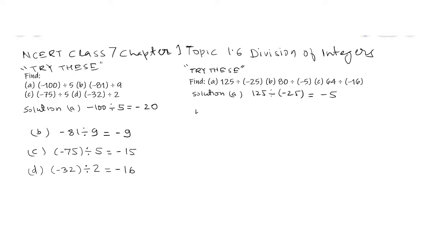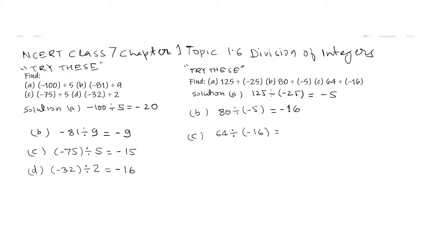We go to another question, B, 80 divided by minus 5. When we divide the whole number 80 by the whole number 5, the quotient is 16, and as 5 is negative, we put the minus sign prior to the quotient 16. Property used here is the same. When a positive integer is divided by a negative integer, the quotient is a negative integer.